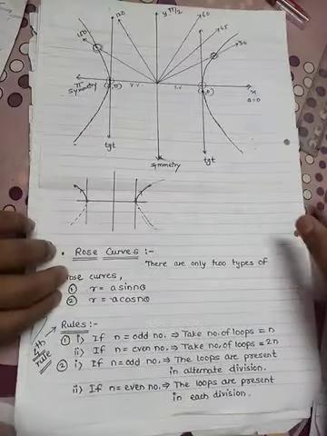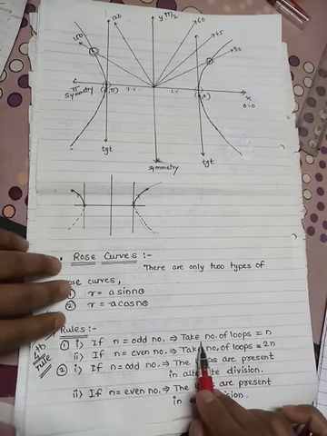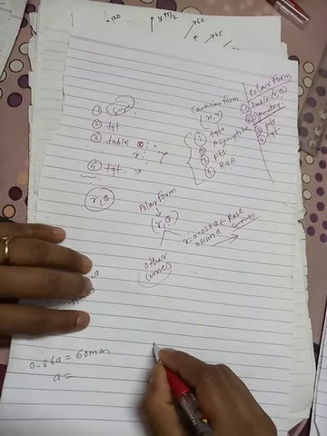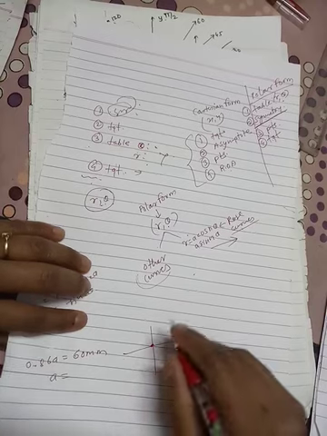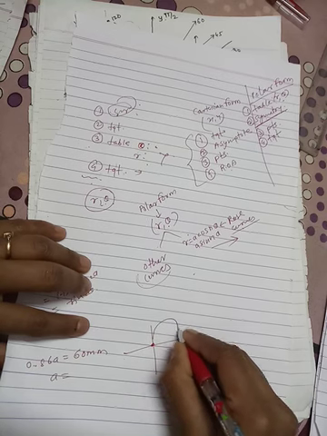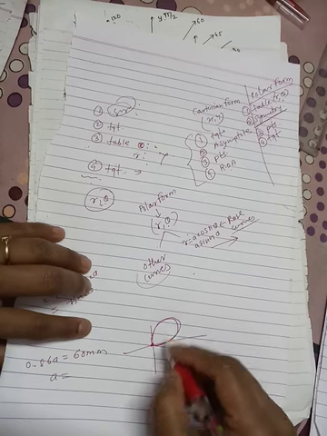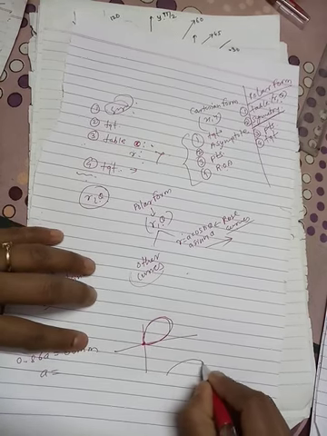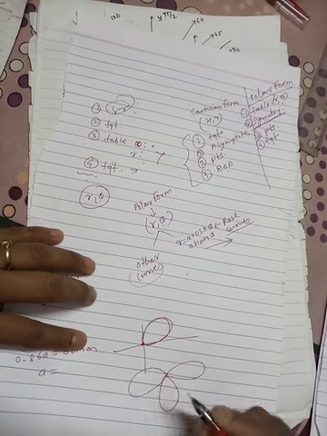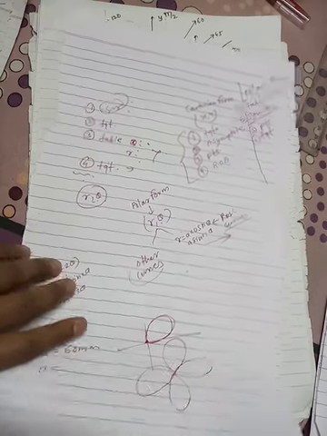So that fourth rule is, if that n number is an odd number, then take number of loops equal to n. Loops means petals, petals of a rose. We have seen in the previous lecture how that loop looks. Loop means petal. So this is your egg shape. You can see egg shape curve. So this is your loop. This is your loop. This is your loop. So these loops we have to draw.